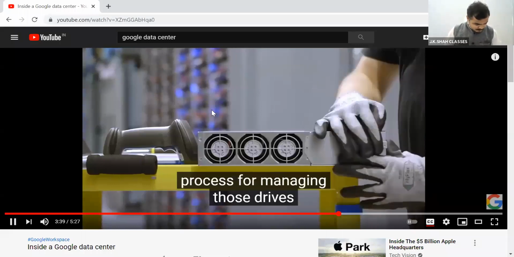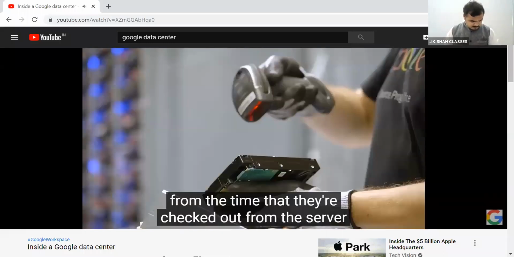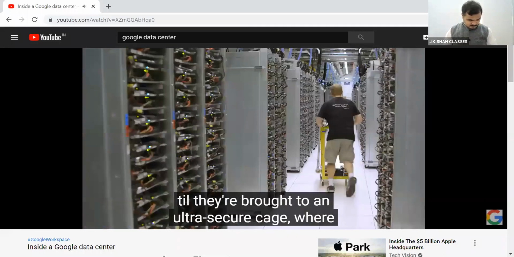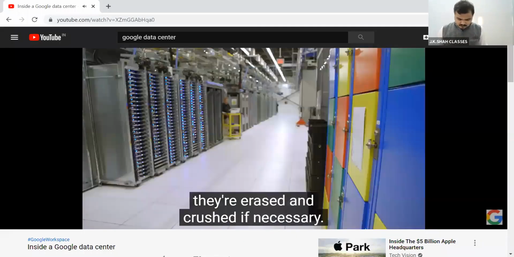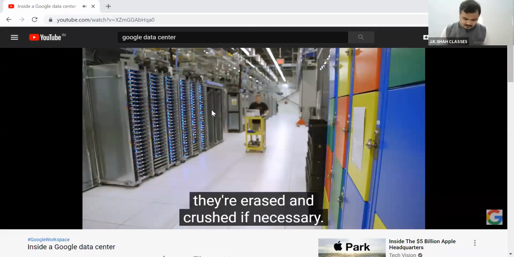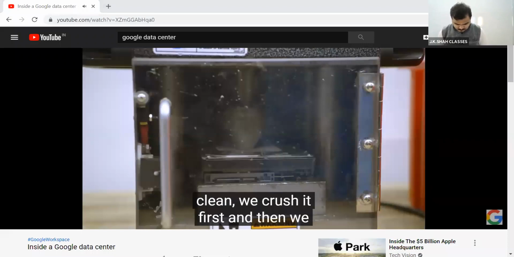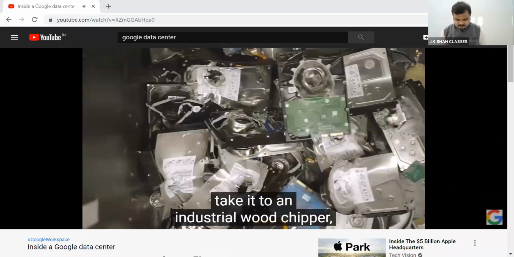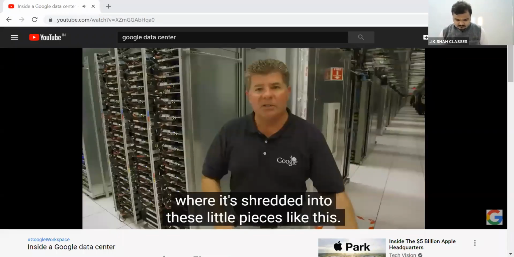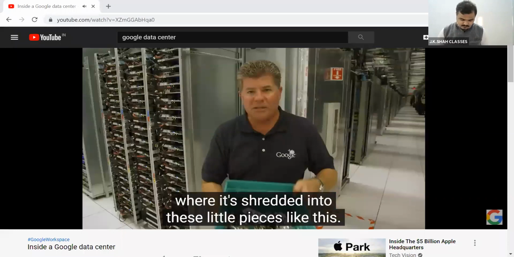Process for managing those drives from the time that they're checked out to the server till they're brought to an ultra secure cage where they're erased and crushed if necessary. So any drive that can't be verified as 100% clean, we crush it first and then we take it to an industrial wood chipper where it's shredded into these little pieces like this.